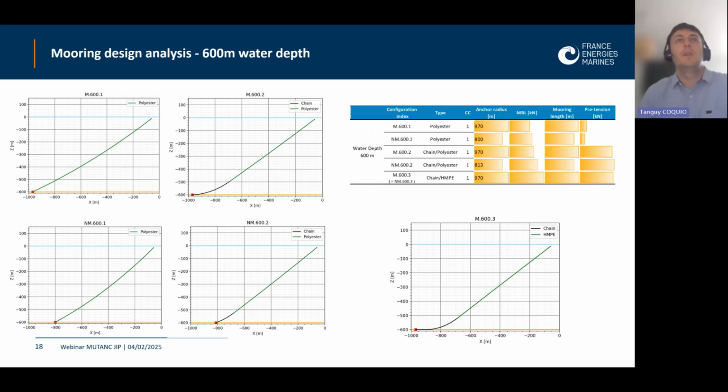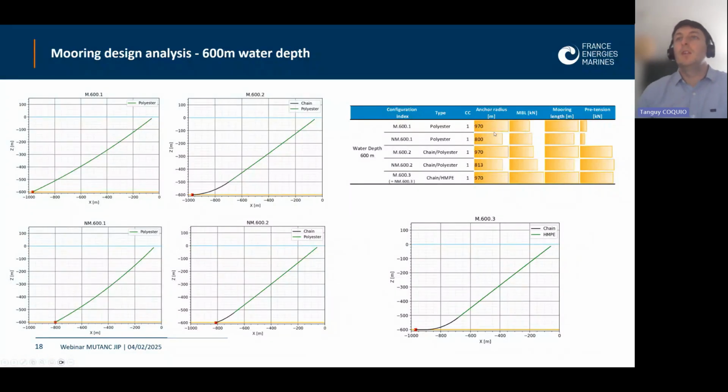Second part of the work is on the deep water depth, so 600 meters. What we can see here is that we have 2 types of configuration, shared and unshared, for the polyester and chain plus polyester, and for the chain and HMP, it was considered as not viable, as it was difficult to optimize, and the cost was very increased compared to the 2 previous ones. So I will mostly talk to you about the chain polyester and polyester lines.